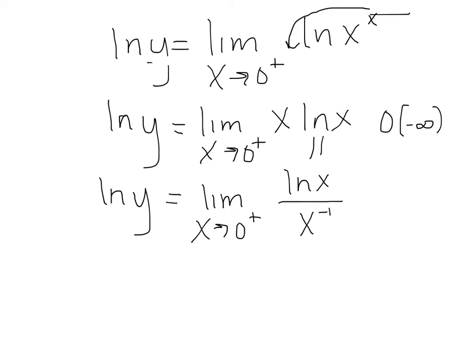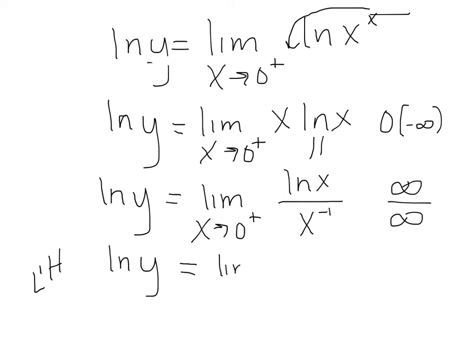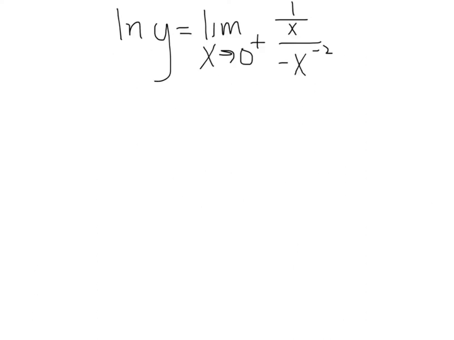Now we have the case infinity over infinity, where we can directly apply L'Hopital's rule. So we're still going to have the natural log of y, and just keep that with you so you remember what you have, is equal to the limit as x goes to 0 from the right of 1 over x over negative x to the negative 2.